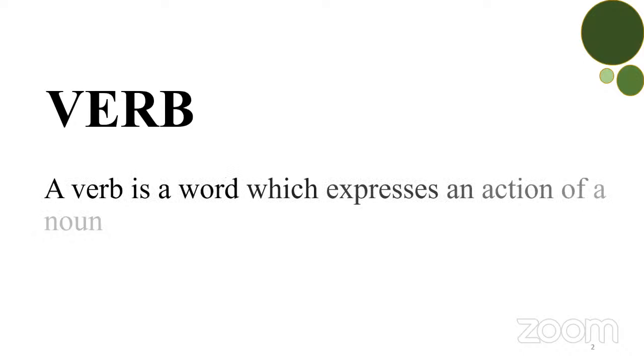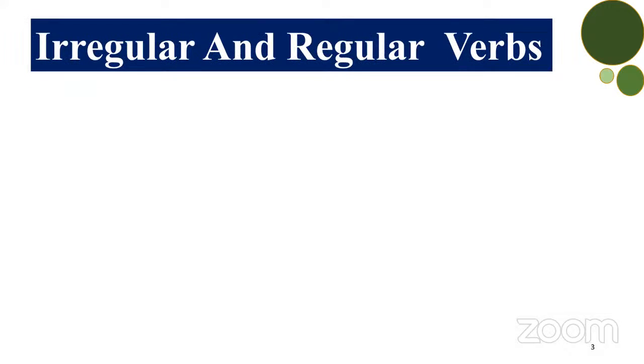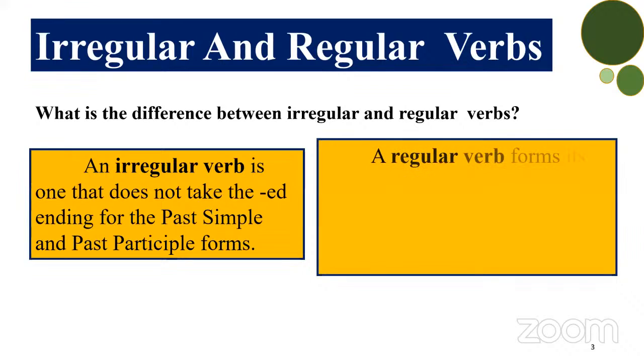As you know, we have the verb forms, right? So what is a verb? It expresses an action. A verb is something which expresses an action. Just revise it, fine? Then we have irregular and regular verbs in that. So what is the difference?